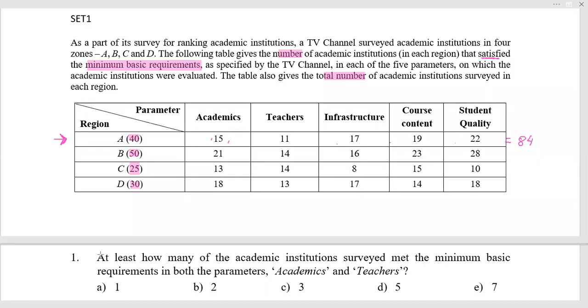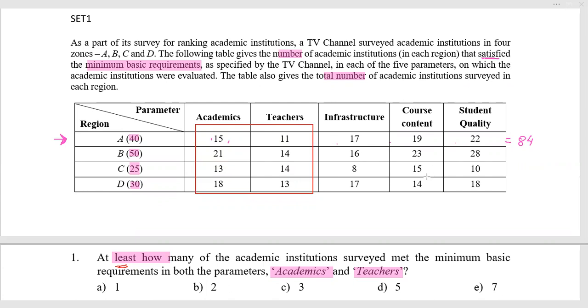Question number one says: at least how many of the academic institutions surveyed, total institutions surveyed, met the minimum basic requirement in both the parameters, academics and teachers? We want to find the minimum number of institutions satisfying both parameters, academics and teachers. That means our target is only this segment, academics and teachers.